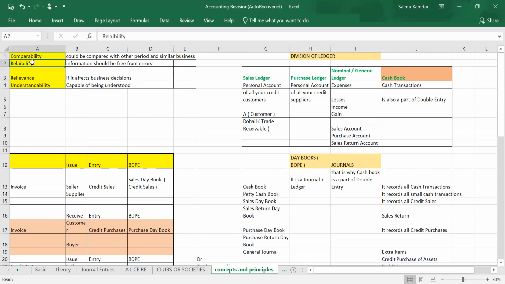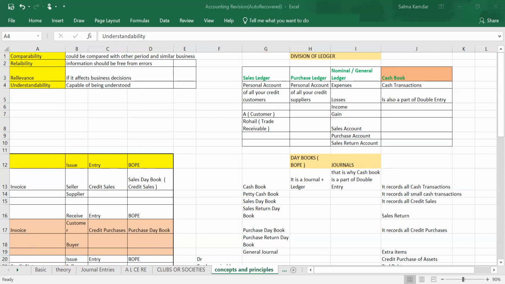When do you say it's reliable? When there is no error, it's free from errors. Relevant is when the information affects the business decision in the future. Understandability is when it is capable of being understood by everyone.